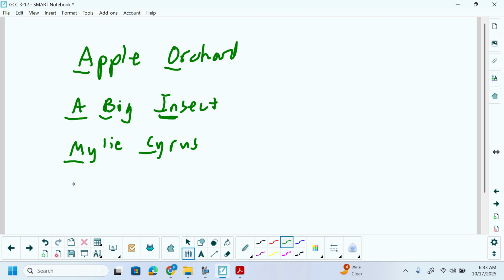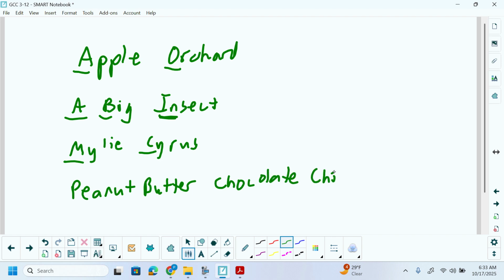And then the last one, we had peanut butter, chocolate chip. So the PB, we wanted to think perpendicular bisector, the CC, circumcenter. Remember, we have a chart with these in our packet. That's something you want to make sure you study for the test.